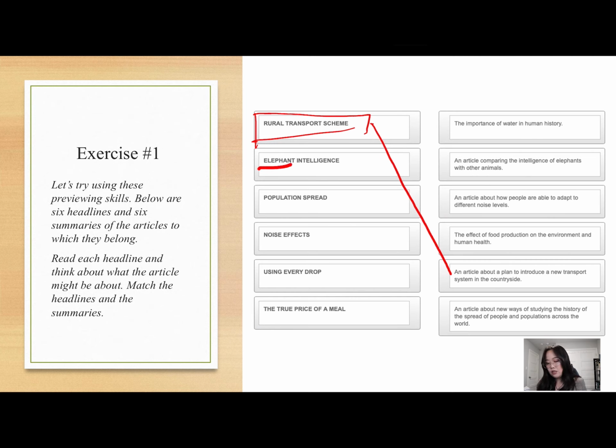Elephant intelligence. Elephant and animal intelligence. So they may compare elephants with other animals. Intelligence. Let me see. An article comparing the intelligence of elephants with other animals. Great. Next one. Population spread.